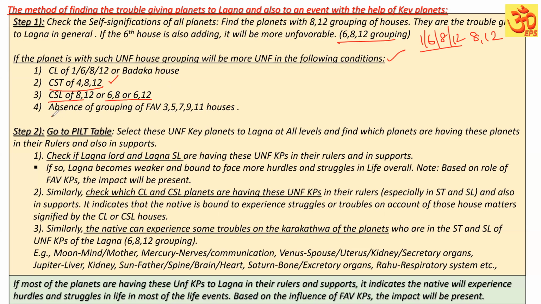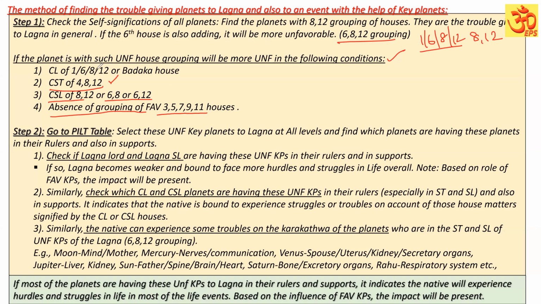In that case, there is an absence of grouping of the 3, 5, 7, 9, 11 houses, because these houses are favorable to the Lagna. With the absence of favorable house grouping and the presence of unfavorable ones, the unfavorable strength is more, right?